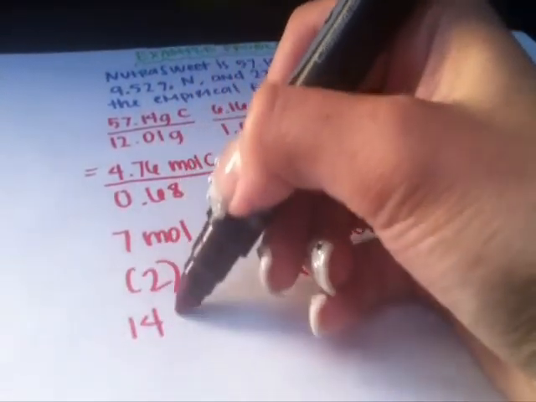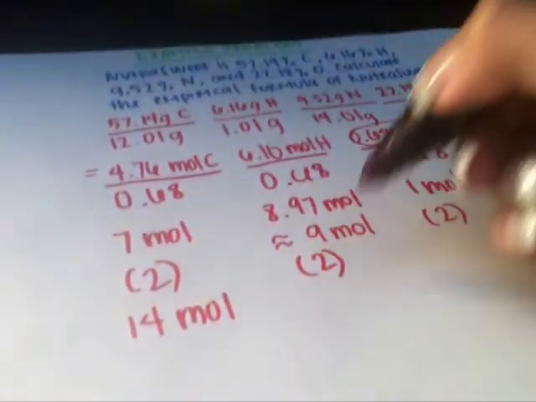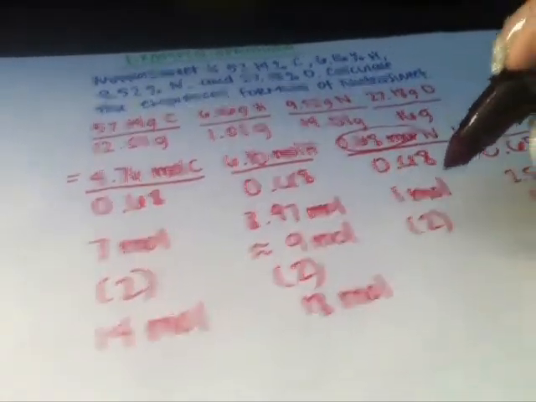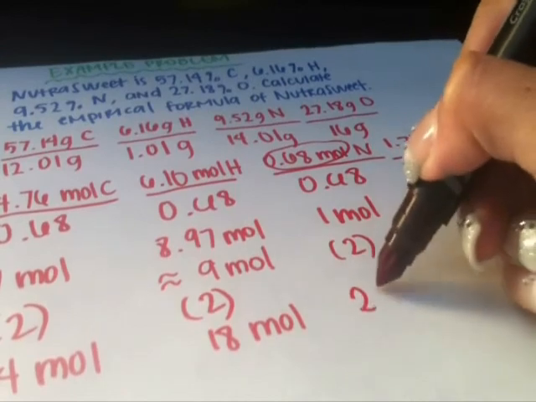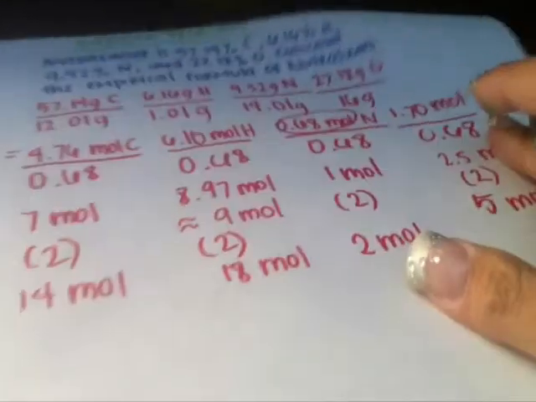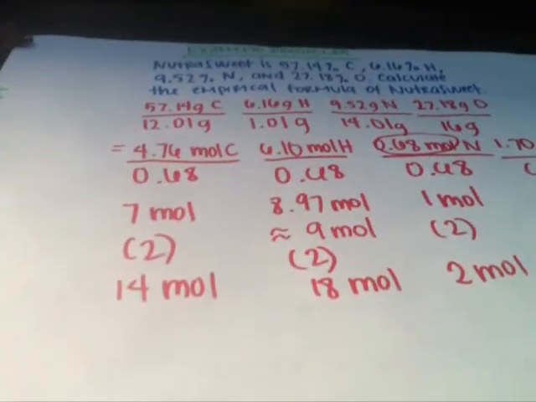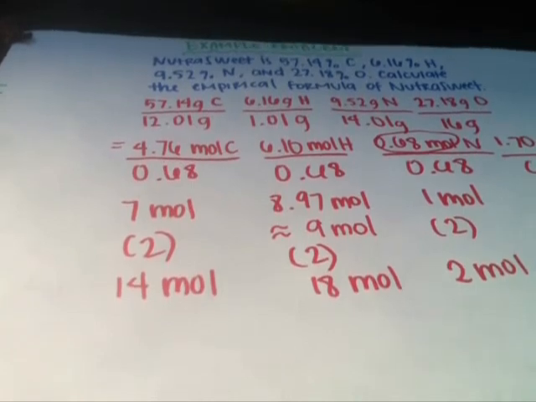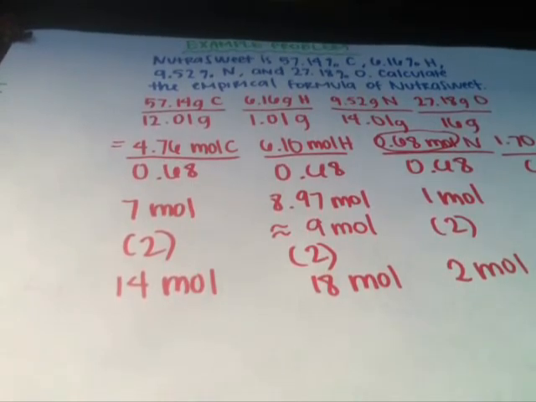So this finally becomes 14 moles. This is 18 moles, 2 moles, and 5 moles. Finally, we can now apply these mole ratios to form the empirical formula for NutraSweet.